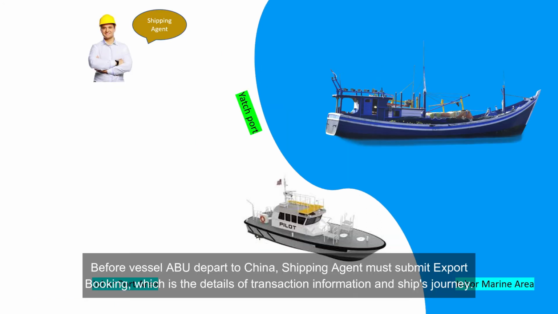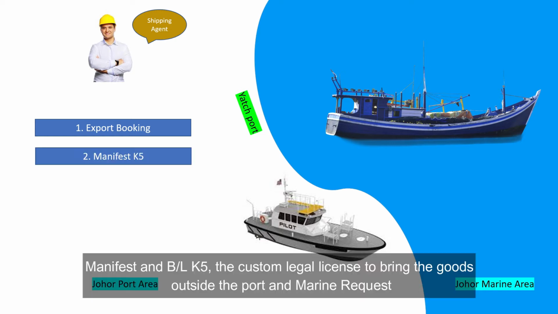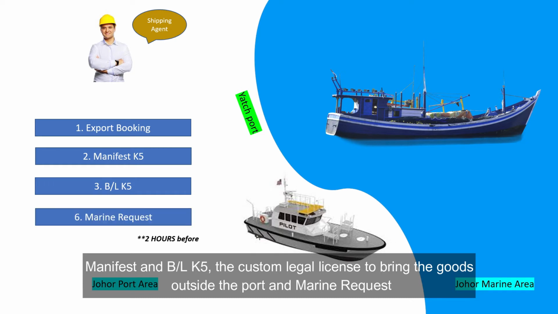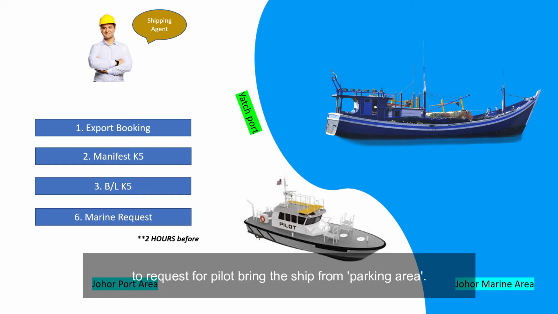Before vessel Abu departs to China, the shipping agent must submit the export booking, which is the details of transaction information and the ship's journey. The manifest and BLK5, which is the custom legal license to bring the goods outside the port, and the marine request to request for a pilot to bring the ship from the parking area.